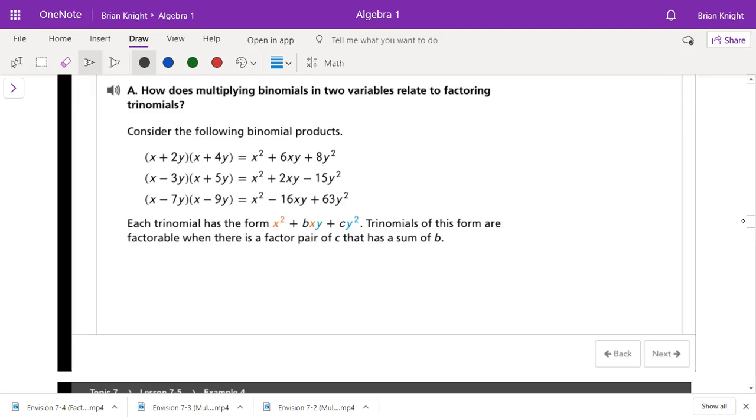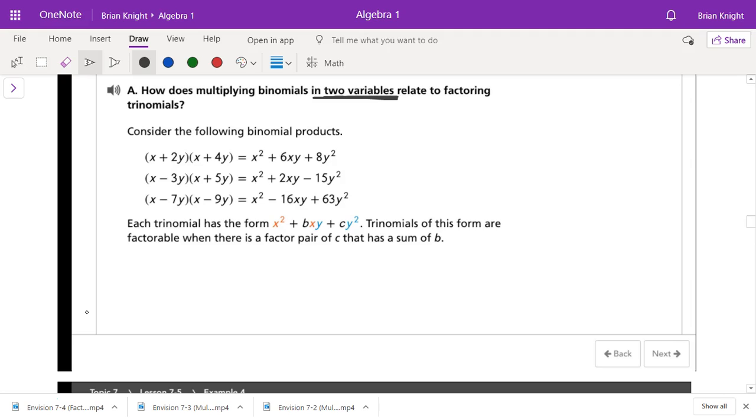How does multiplying binomials in 2 variables relate to factoring trinomials? This is as hard as they get. What did they add here? Lots of numbers. Two variables. Okay, so now rather than just having an x, we may have an x and a y. But as long as you have an x squared here and a y squared here and x and y in the middle, you don't do anything different. Okay? The only difference is when you go to factor them out, you have an x and a y.